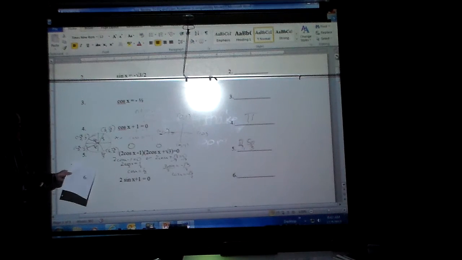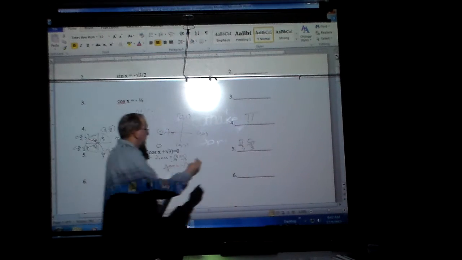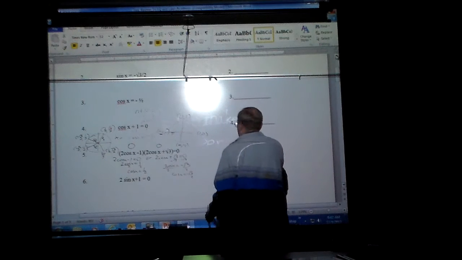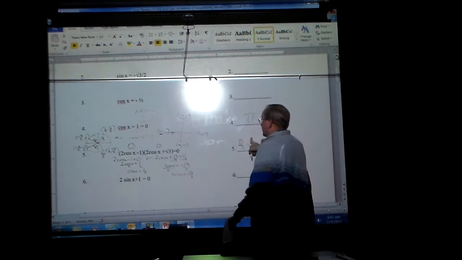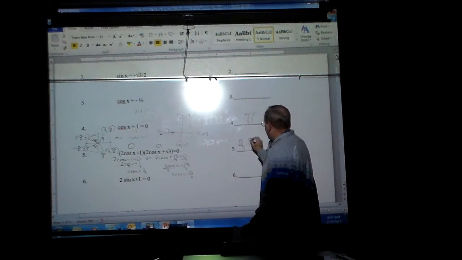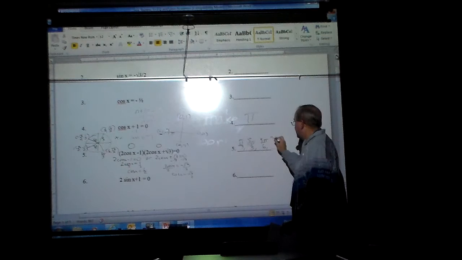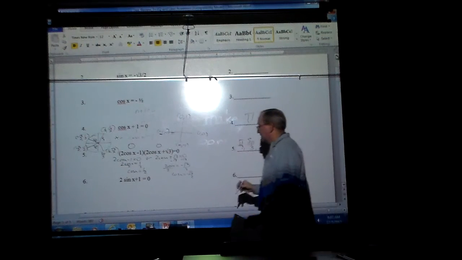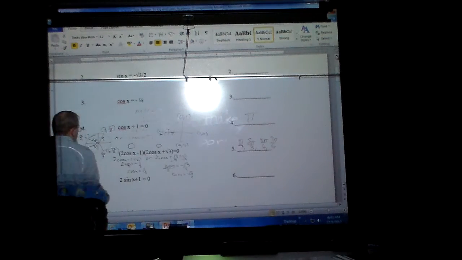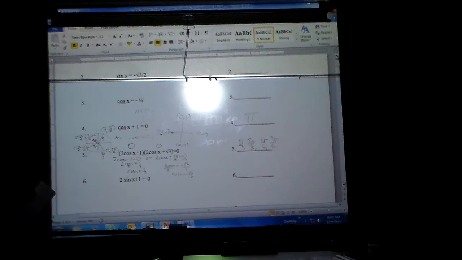So we have pi over 3, 5 pi over 3, not 5 pi over 3, sorry. That was wrong. It's not 5 pi over 3. Yes, it was 5 pi over 3, way down here. And we also have it at 5 pi over 6 and 7 pi over 6. Okay, those would be our two particular answers for it.